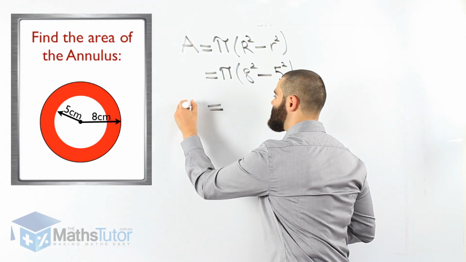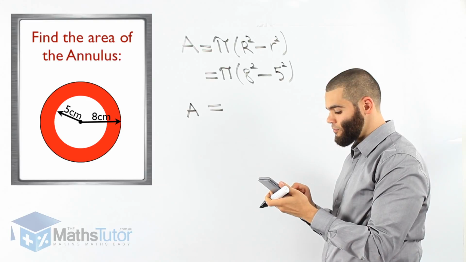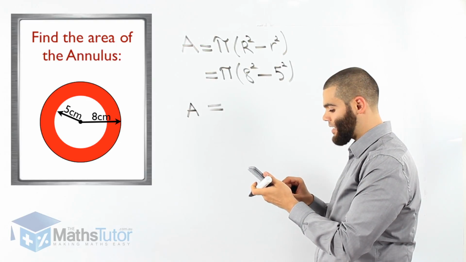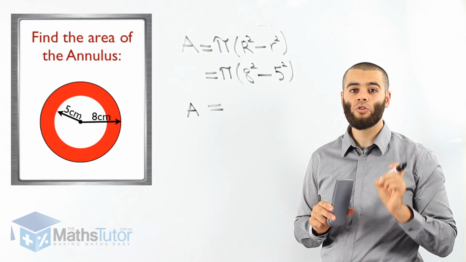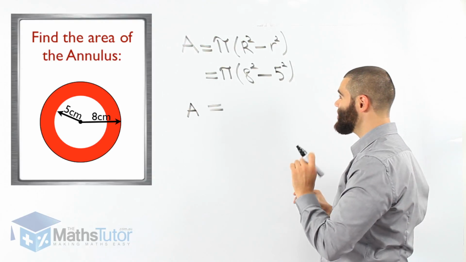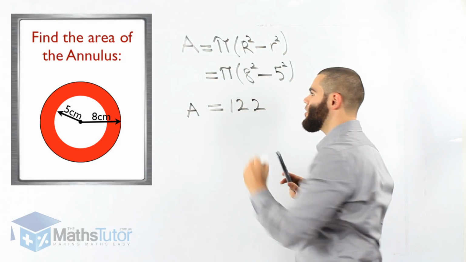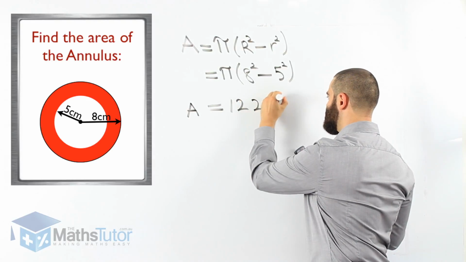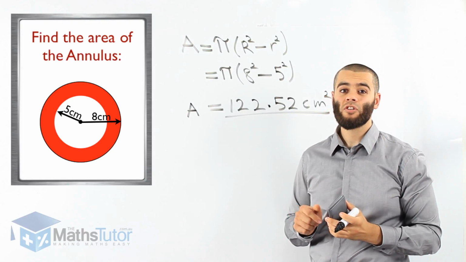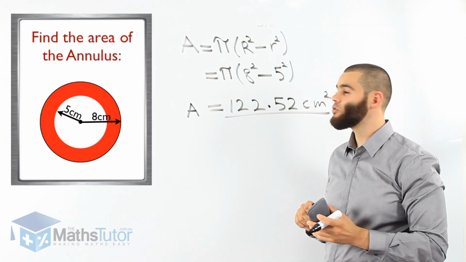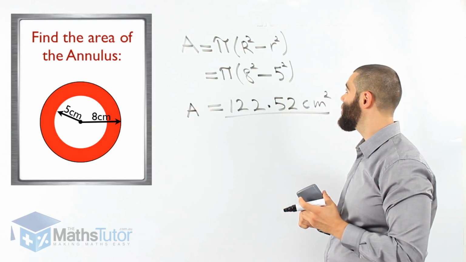What we do now is simply put the formula in our calculator. Remember, the brackets, always very important. Pi times, open bracket, 8 squared minus 5 squared, close the bracket. Very important to make sure you always copy the information down correctly and insert it in your calculator correctly. Now press equals. The area of the annulus, the area of the shaded part in red, is 122.52 square centimeters.